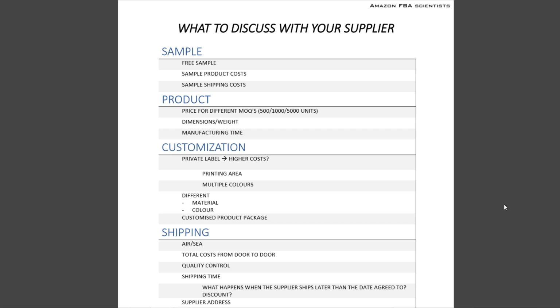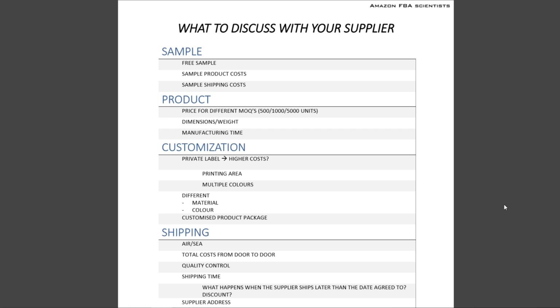So first things first, the sample. Do you want a sample? Does your supplier provide a free sample or do you have to pay for it? So if you have to pay for it, what are the product costs and what are the shipping costs? Usually these are very high, so make sure that you talk about these with your supplier.